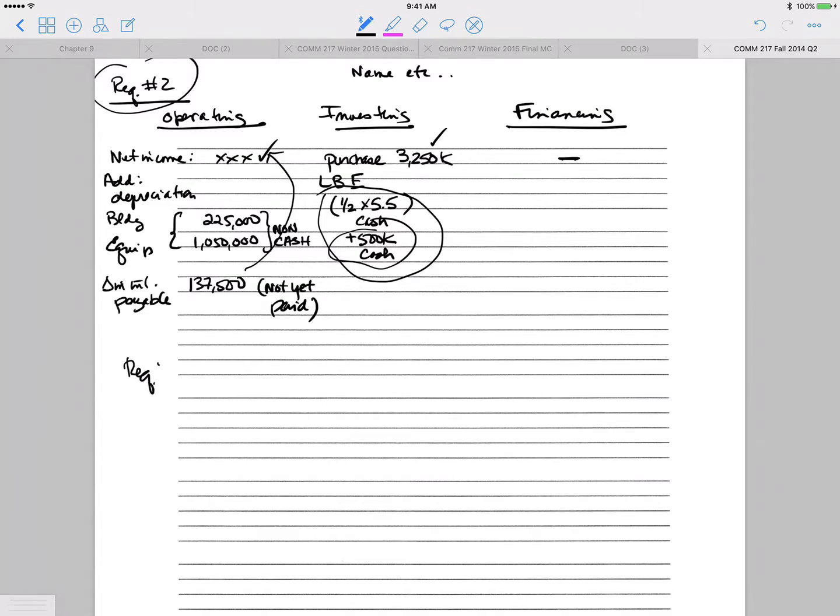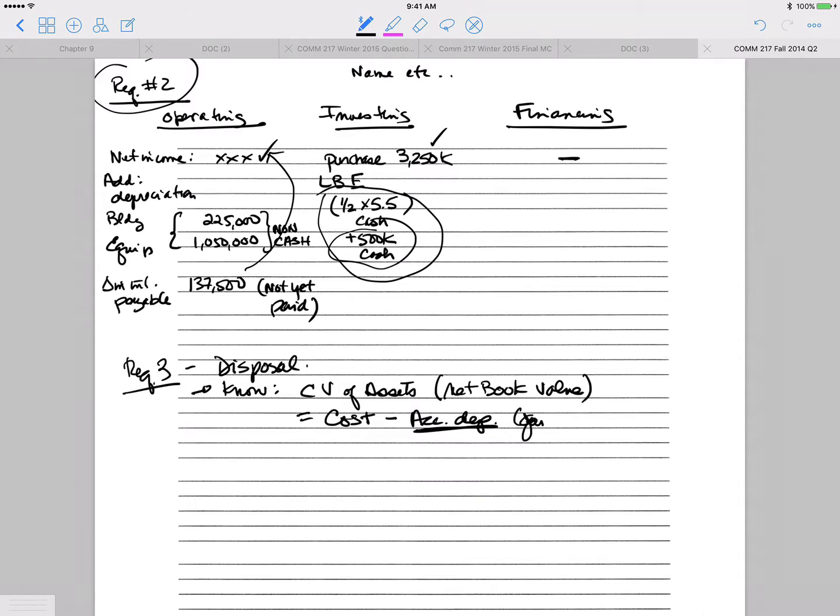In order to answer this required, this required is basically a disposal. To record a disposal, we need to know the carrying value of the asset, which is also called your net book value. It's computed as your initial cost minus all of your accumulated depreciation over the years. So this is everything from, in our case, July 1st to January 1, 2015. All the depreciation taken over these years related to this asset.